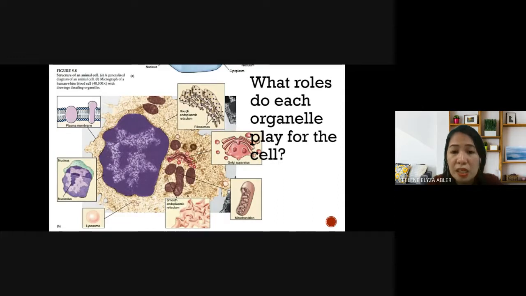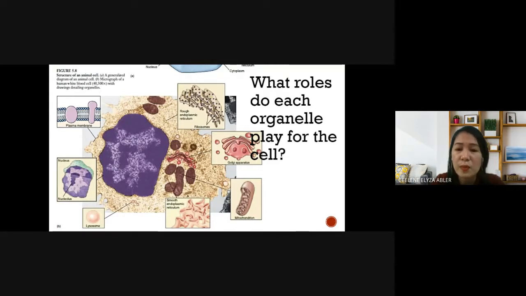Yung packaging kasi ng Golgi apparatus is actually siya yung parang packaging para makapagpadala sa outside, or kapag magre-receive si cell, siya yung parang nag-screen out. Si Golgi apparatus niyan ang nagre-receive. Tapos saka siya magsasabi, saan pala ito galing? Parang siya yung mailing or distribution center ng cell. So si Golgi apparatus yan siya.